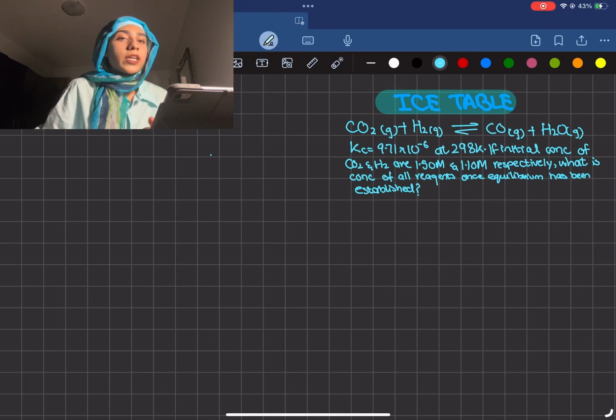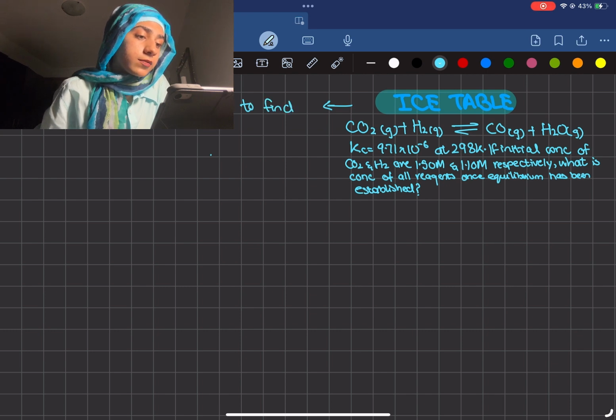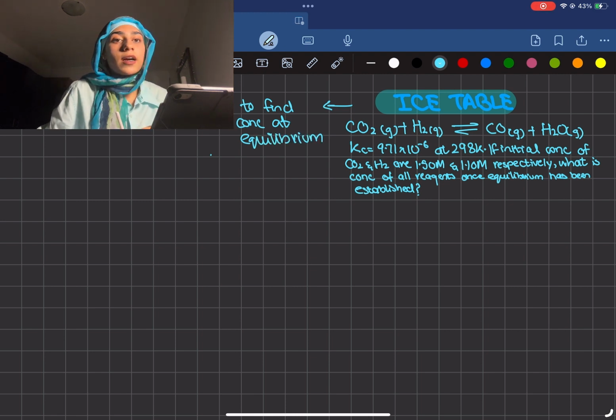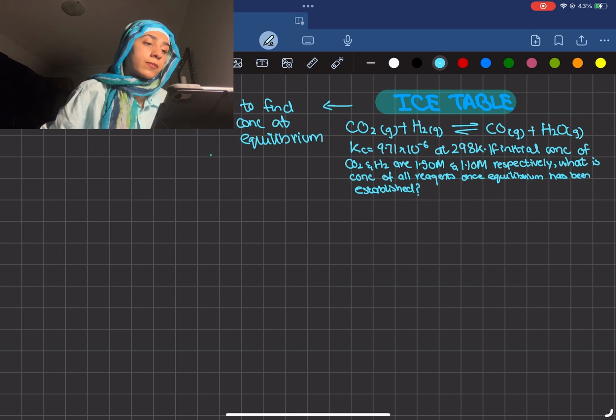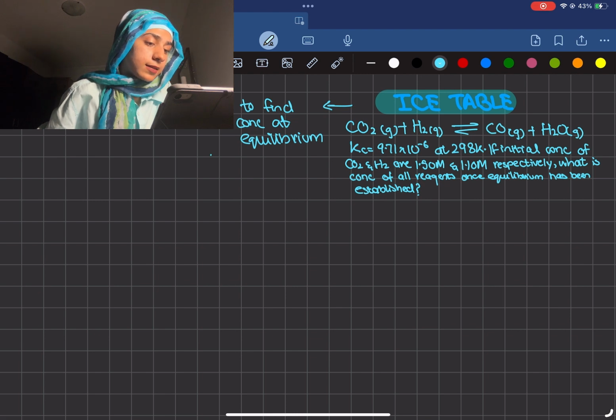ICE tables now. Why do we even need an ICE table? You need an ICE table to find the concentrations at equilibrium. When you have Kc or Kp, you plug in the values that are at equilibrium. But in this question, we have Kc, but we don't have the concentrations at equilibrium. We have the initial concentrations though. So we'll see how to make an ICE table first.